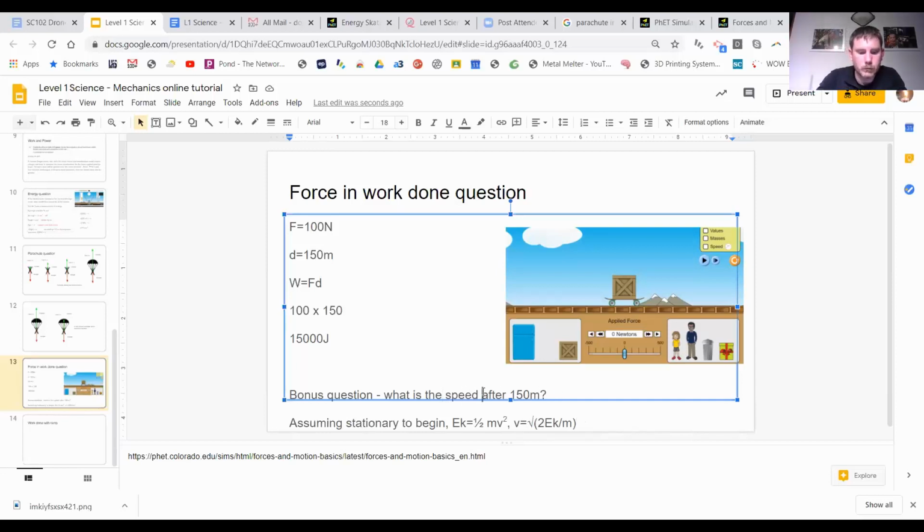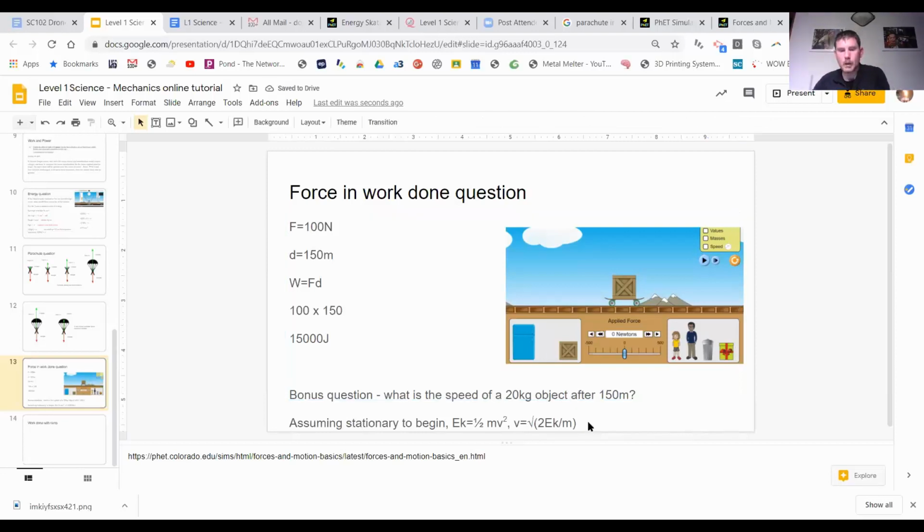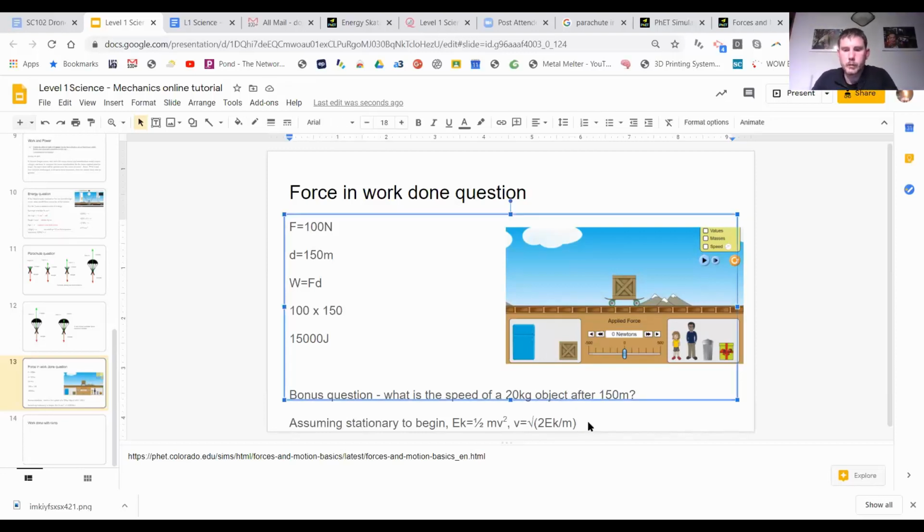So let's say that it was 20 kilogram mass after 150 meters. And then that would just be the square root of 30,000 divided by, what did I say, 20? I could probably have done that in my head. And then square root that gives us, I've got 38.7 meters per second. 38.7 meters per second. Okay.